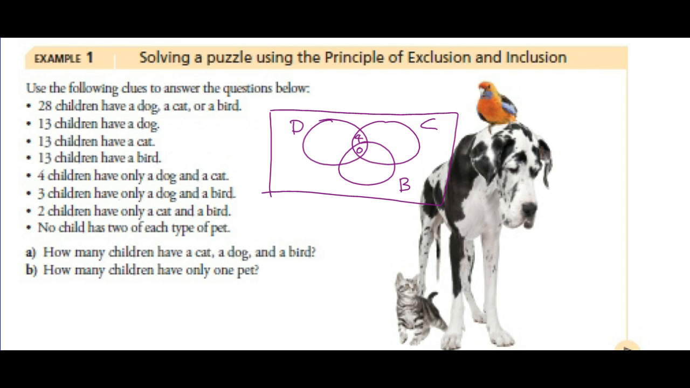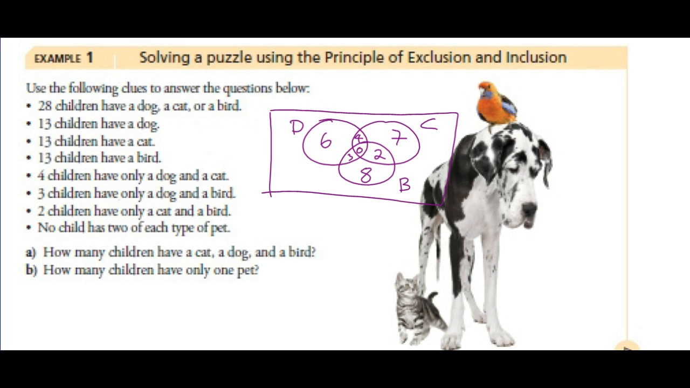2 children have only cat and bird. 3 children only have dog and bird. Okay, 13 children have a dog, we got 7 already. So that's 6. We got 6 here, so that's 7. We got 5 here, so that's 8.